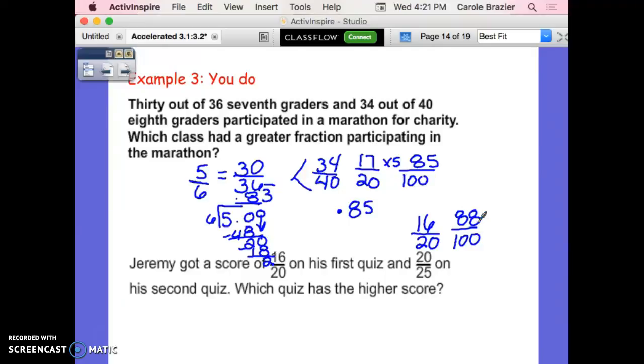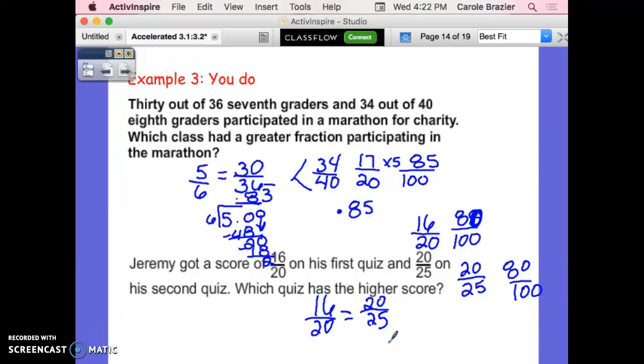No, I lied. 16 times 5 is 80. And then if I look at 20/25, I multiply everything by 4. I'm going to be left with 80/100. And they end up being equal to each other, so he should have gotten the same grade. So I can put 16/20 is actually equal to 20/25 because they both equal 80%.